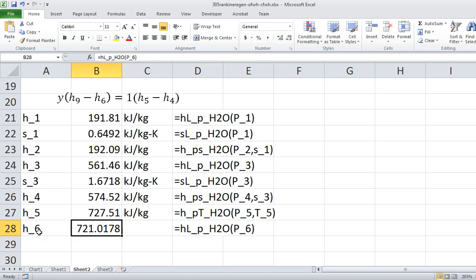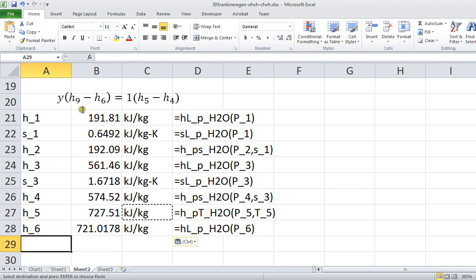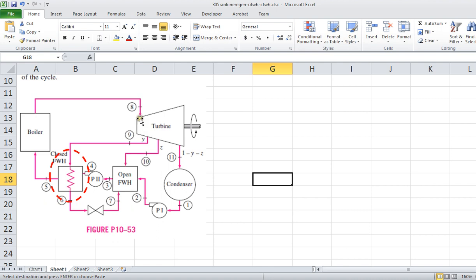And then we need to find state 9. What is state 9? That's a good question. State 9 is the extraction. So we have to find that from the isentropic expansion through the turbine. So we first have to find state 8. So we look up state 8 and its entropy, and then we'll use constant entropy to find state 9.